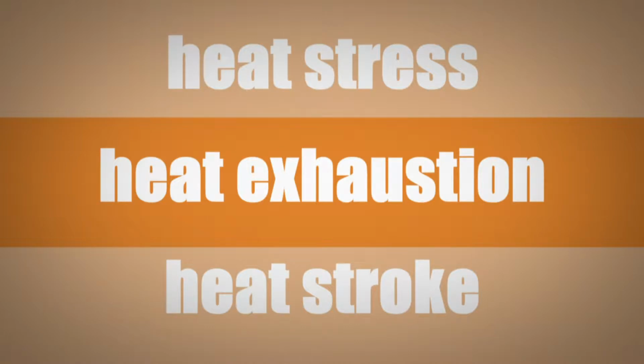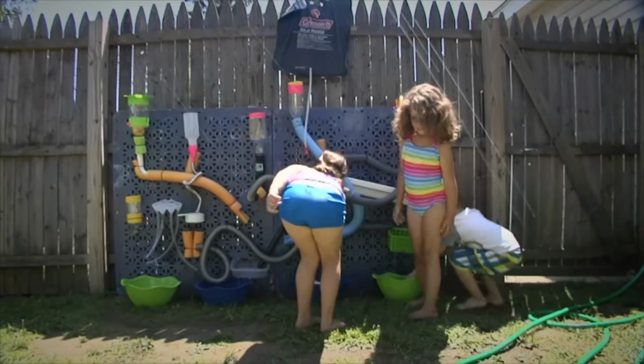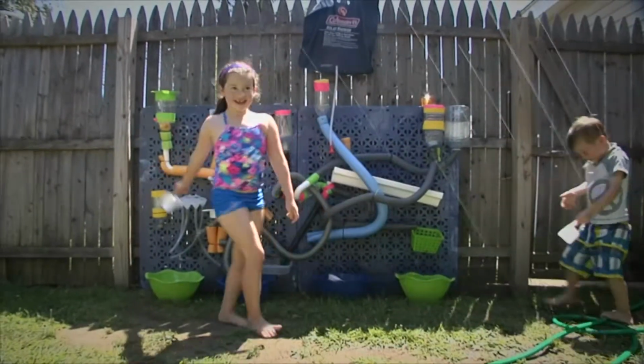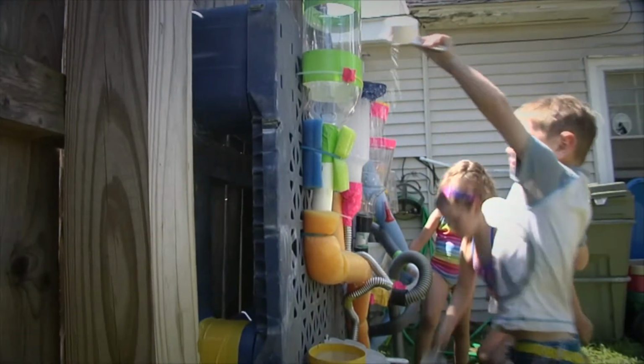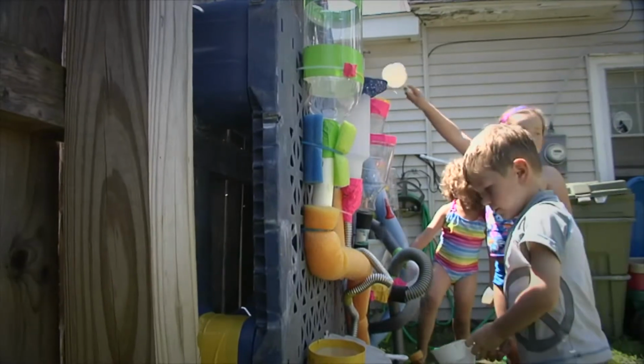Heat illness describes these three categories: heat stress, heat exhaustion, and heat stroke. So you have a child who's been running around outside on a very hot day, and it's not just hot, it's humid. Because temperature is not the only factor. Humidity is another factor, wind chill in the winter is another factor.